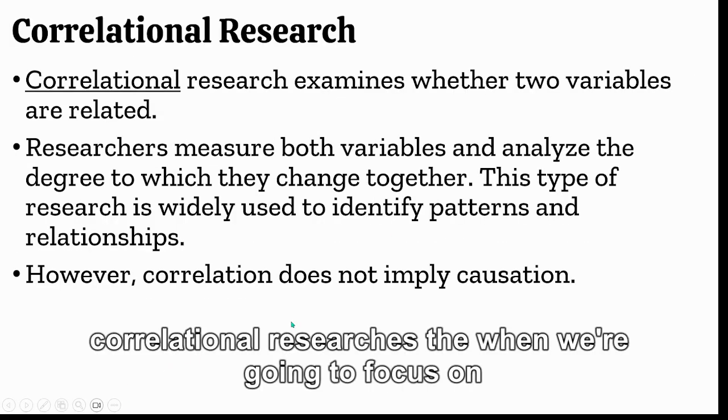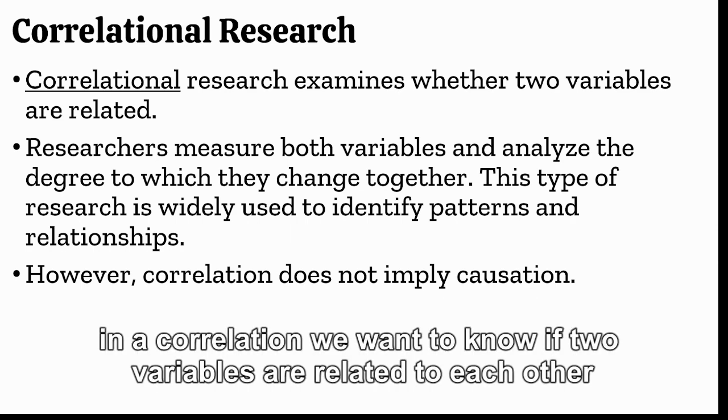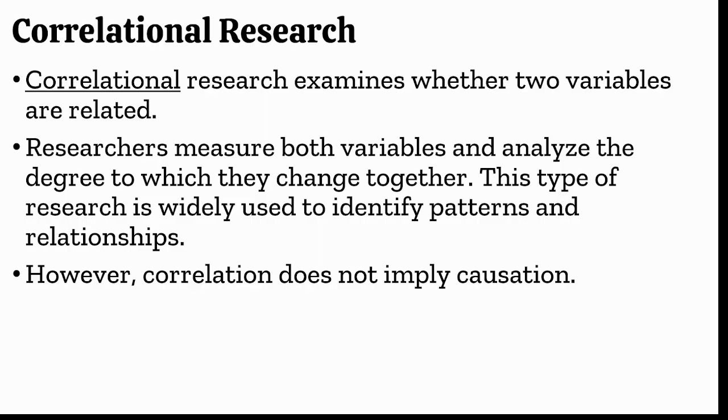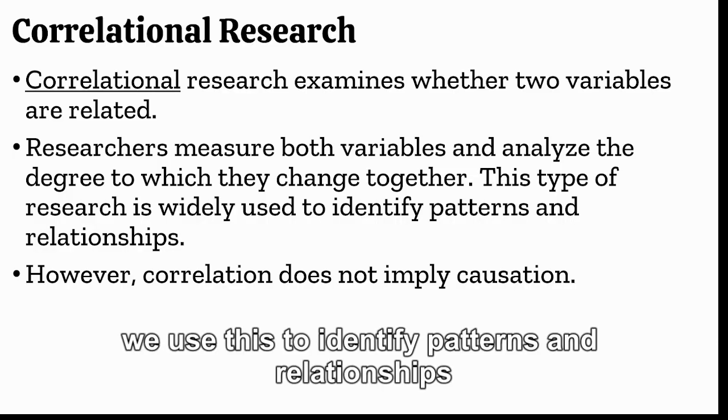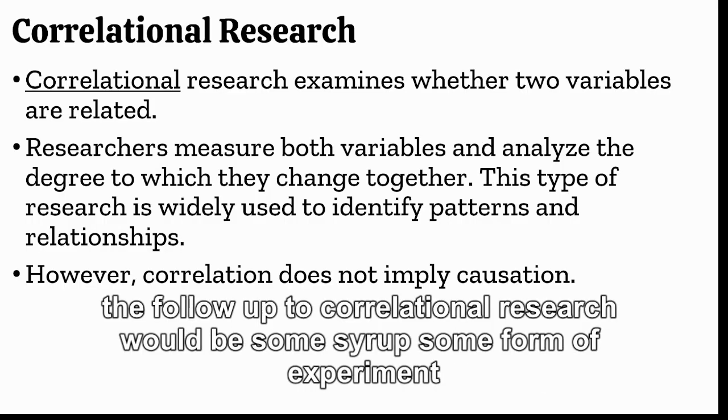Correlational research is the one we're going to focus on a lot in this class, and the research paper that you write is going to propose a correlational research study. In a correlation, we want to know if 2 variables are related to each other. Do they change together? Okay. We use this to identify patterns and relationships, but they don't imply causation. The follow-up to correlational research would be some form of experiment.